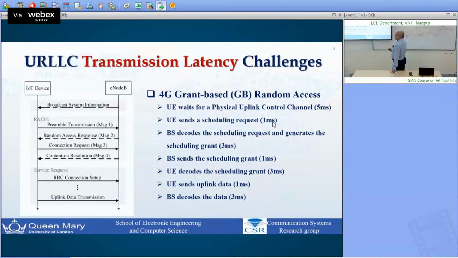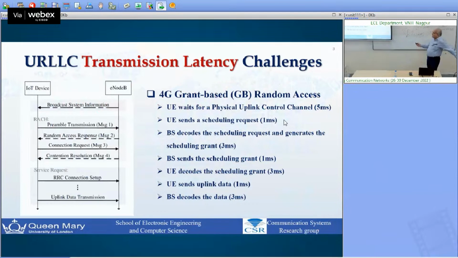Then only data transmission. If you take the time taken, the user equipment, this IoT device, waits for the control channel, normally 5 millisecond waiting time. Then scheduling request, 1 millisecond. Then scheduling grant, 3 millisecond. The base station send is 1 millisecond. Then 3 millisecond. So here you are going to have more than 10 millisecond. But now the requirement is less than 1 millisecond.